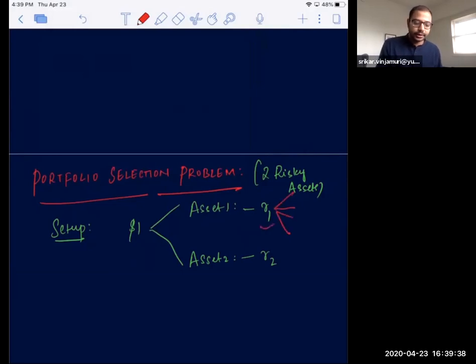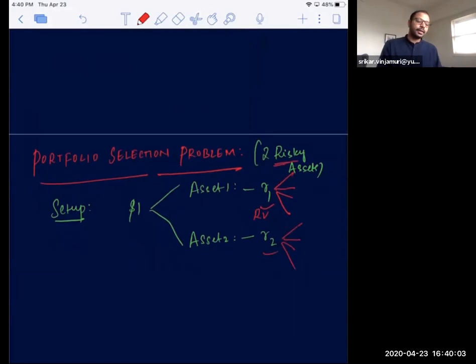This return here is a random variable, which means that I can get different returns by investing in this asset with different probabilities. I'll never get the sure return R1. It'll be a random variable. Same thing with R2. It's a random variable. It can generate multiple different kinds of returns with different probabilities. So that's where the risky part of it comes from, the understanding that the returns are random variables.